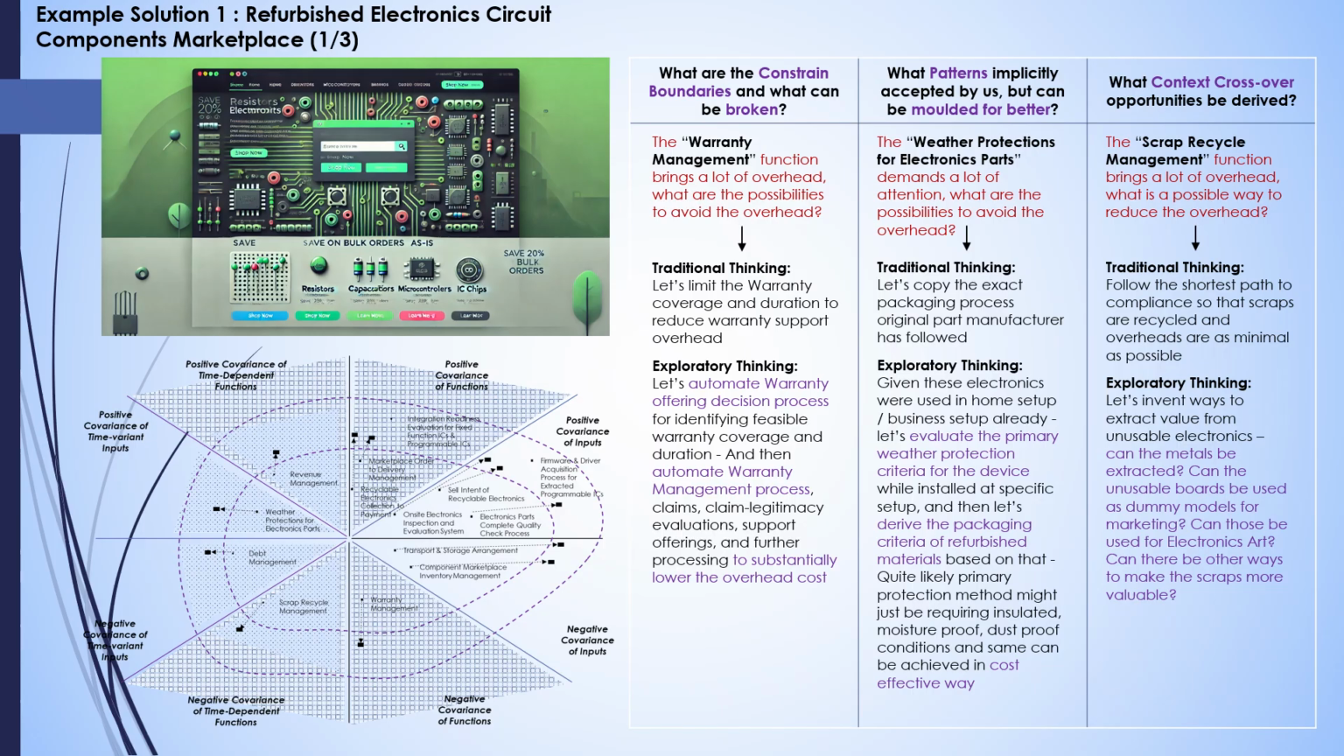But now apply analogous thinking and ask a completely different question. What if the scrap isn't waste at all? What if it's an untapped resource? Can metals be extracted from unusable boards and sold to material recovery partners? Can non-functional circuit boards, with their intricate, visually striking patterns, be repurposed as display models for marketing? Could they become the raw material for electronics-inspired art, a growing niche with genuine commercial interest? Could there be other creative transformations that turn what was overhead into an additional revenue stream?